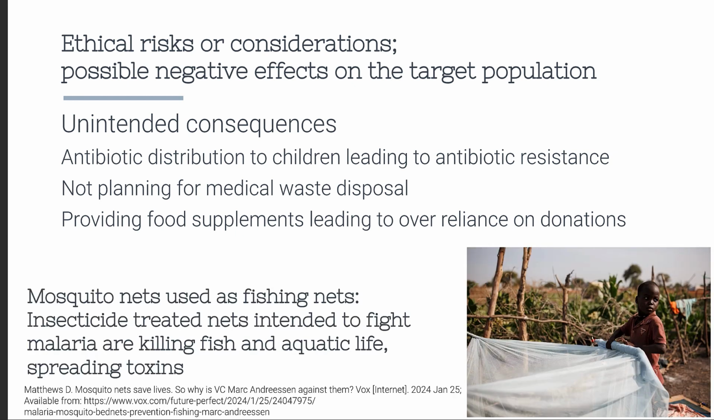Here's an example of some unintended consequences of a charity. Mosquito nets that have been provided to help fight against malaria in many communities in Africa are now being used as fishing nets. This is a problem because the insecticide is killing fish and aquatic life, and it's also spreading toxins to the environment and to people. But if people are hungry and people have free nets, they will use them for fishing. They have to take this into account when they're designing their programs.